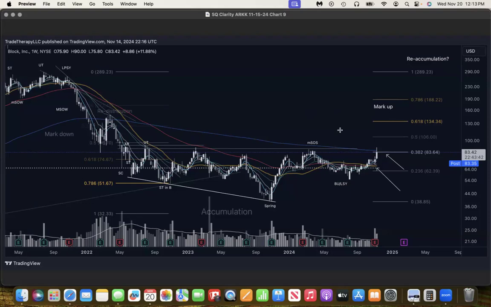You can see a beautiful accumulation structure here with a bunch of Wyckoff labels on here. We label and track these because that gives us a very solid validation of our analysis, but also gives us indications of where it's at in its accumulation process. We can see that Block is very late in its accumulation structure here.